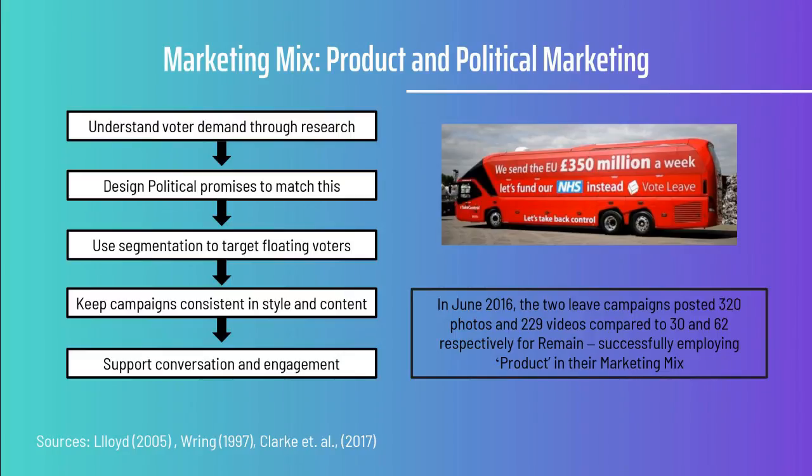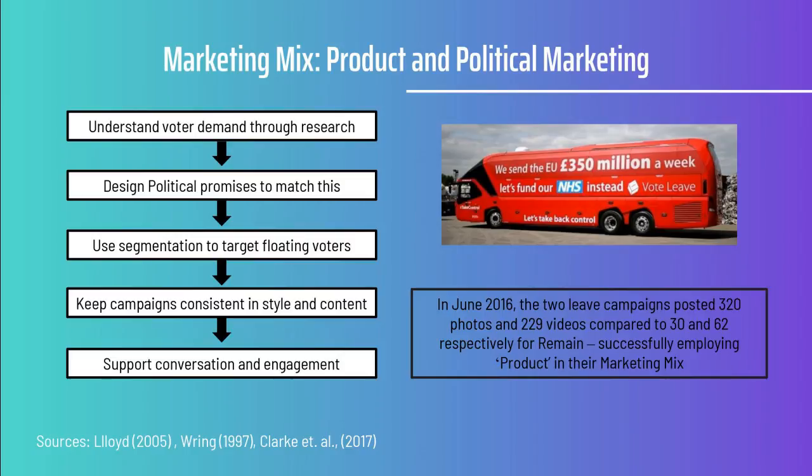So in reference to this, there are essentially what I would consider 5 steps in creating a successful marketing mix in a campaign, specifically with reference to promoting your product. So these are understanding voter demand through research, designing political promises to match these demands, using segmentation to target floating voters, keeping campaigns consistent in style and content, and finally, supporting conversation and engagement.